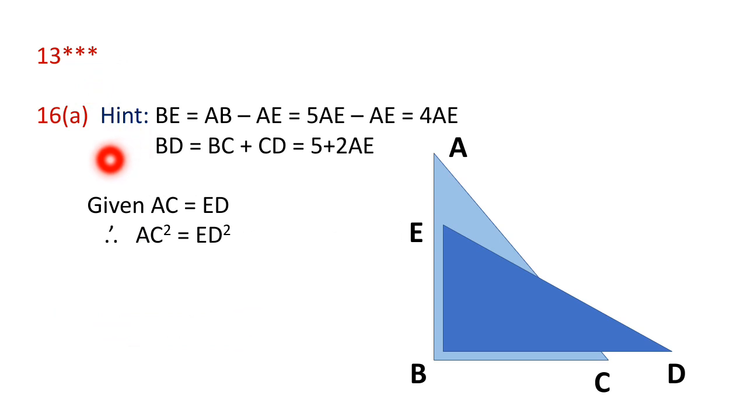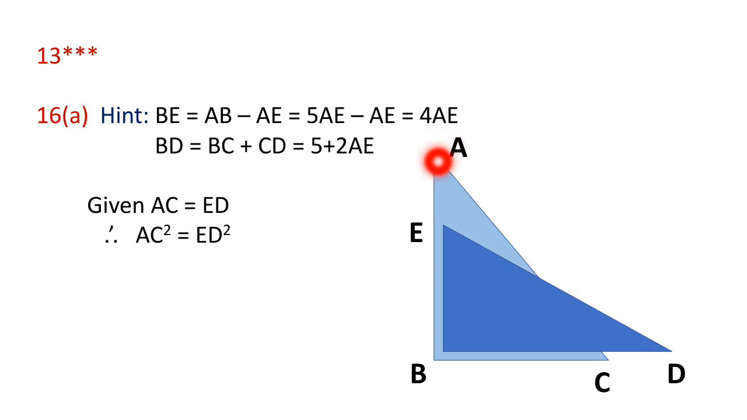Now question number 16. See, we have the figure like that. You can easily understand that there are two triangles. The hint is already given here. This total AB is 5 into AE. So you can take BE equal to AB minus AE. So 5AE minus AE is equal to 4AE.